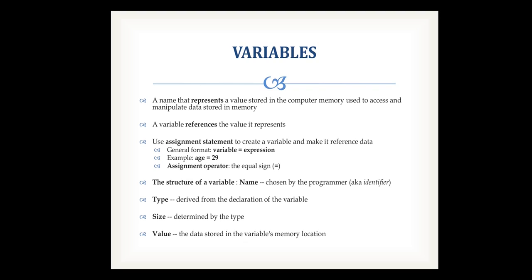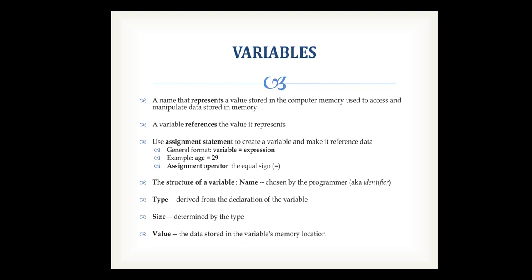Next, variable, a name that represents a value stored in the computer memory, used to access and manipulate the data stored in memory. You have already used variables in different programming languages, so there is no detailed description regarding it. See the example of a particular variable, that is age = 29. Here the equals sign is called the assignment operator. Age is a variable name and 29 is an expression.